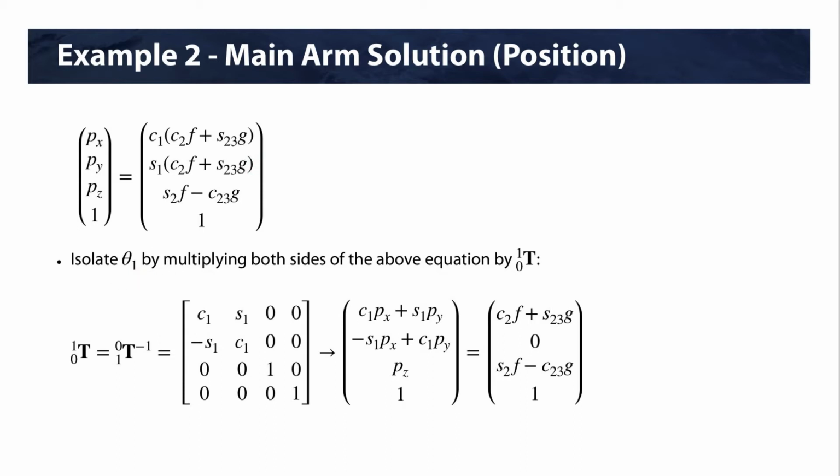So we can first isolate theta 1 in these above equations by multiplying both sides by T01. And so T01 is just T10 inverse, which is given here. So we take this matrix, we multiply both sides, and we end up with this set of equations here. And so this is 3 equations in terms of 3 unknowns. Now right away, we can see that the second set of equations here, which corresponds to element 2,4 of our homogeneous transform, is just in terms of theta 1. So we can immediately use this to solve for theta 1.